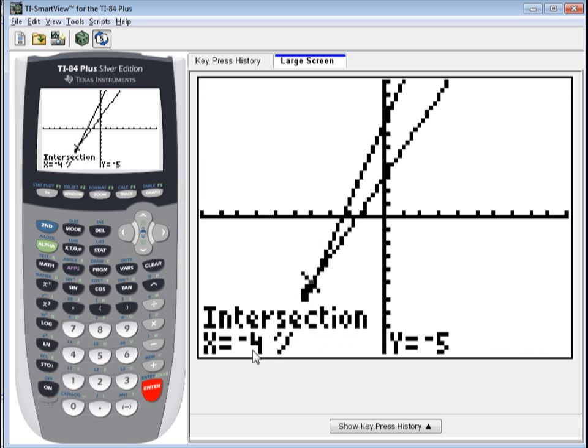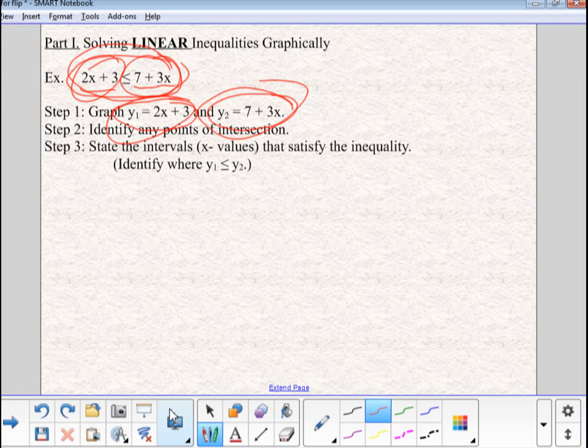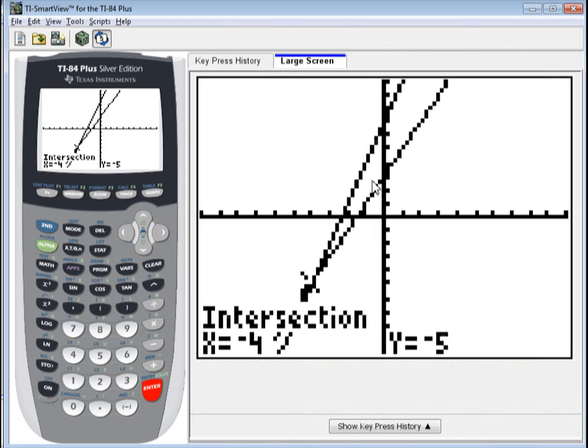So when x is -4, both functions have a value of -5. So if I go back here, when x is equal to -4, both functions are the same. But what we saw from that graph is, as I go to the right, x values that are bigger than that, the y values for y2, these values up here, are bigger than these.